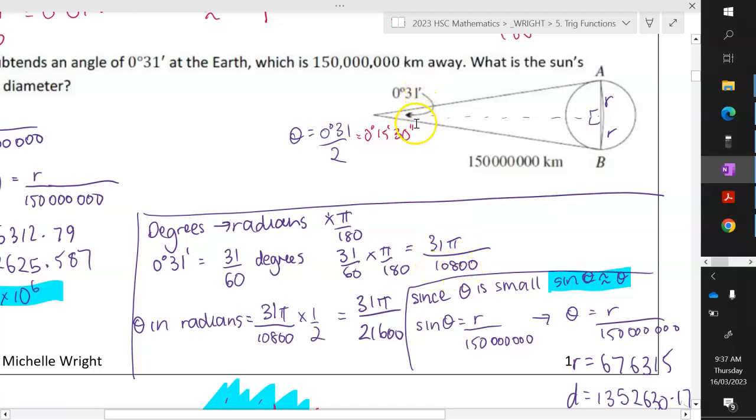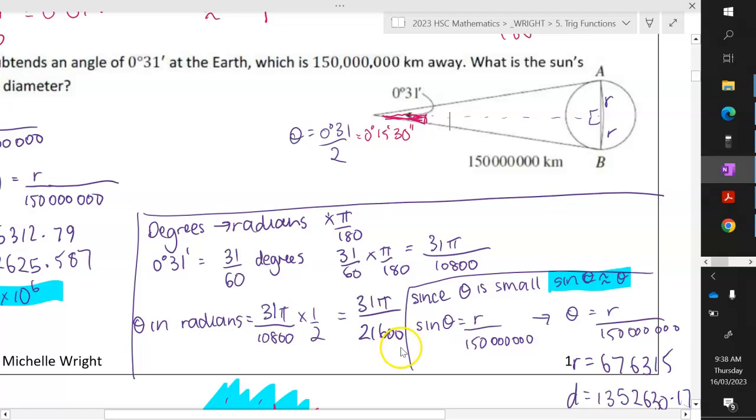Now that's my whole angle. I chose to use my whole angle because I didn't have to deal with the minutes and the seconds, only the minutes. So what I've then done is halved this radian answer to get the angle I need to deal with, which is just half that top angle in there. So I've got my 31 pi over 10,800 multiplied by half, or divided by 2, and this is what I've ended up with in radians as my theta, 31 pi over 21,600.